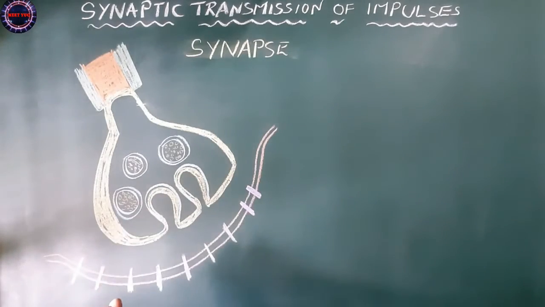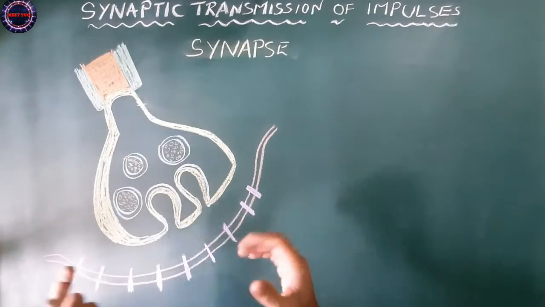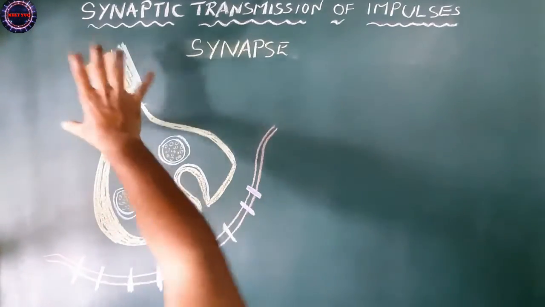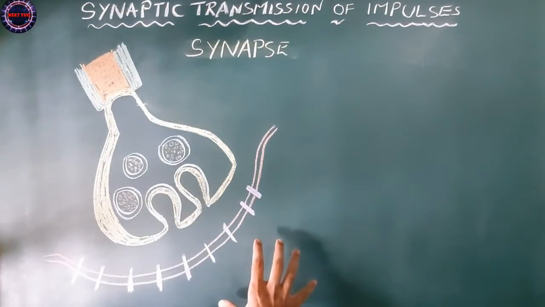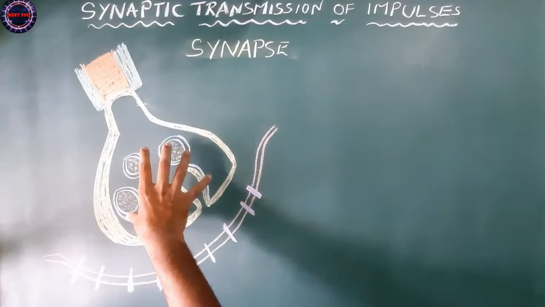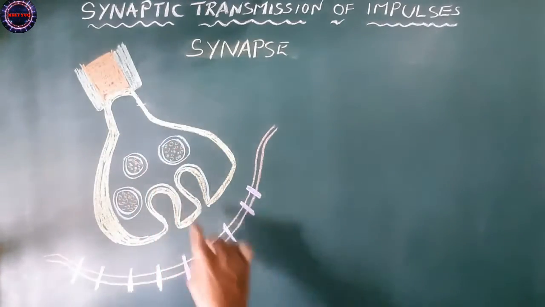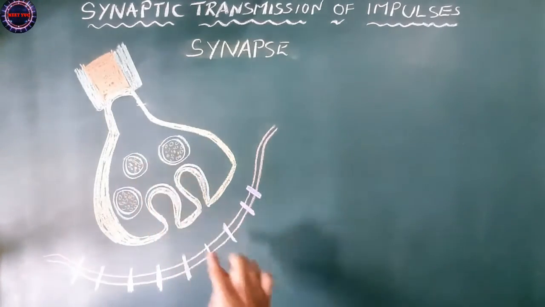Hello everyone, here I'm going to explain the synaptic transmission of impulses. Impulse means nerve impulse or action potential from one particular neuron to the other neuron, the closest neuron to this neuron. How exactly does the action potential now jump from this neuron to this neuron?